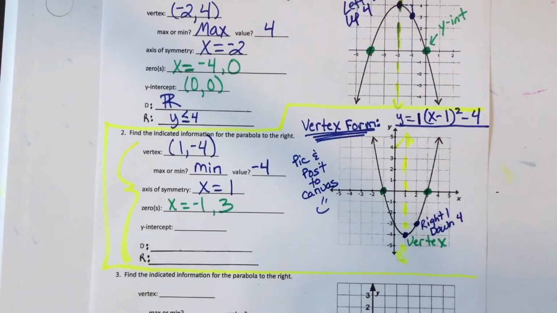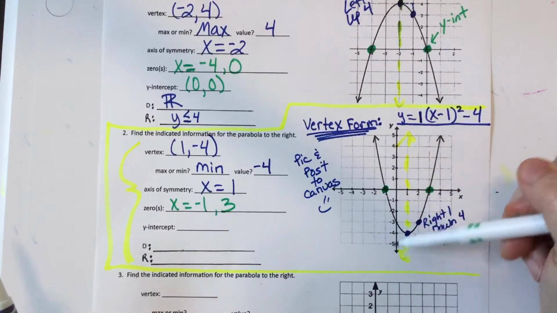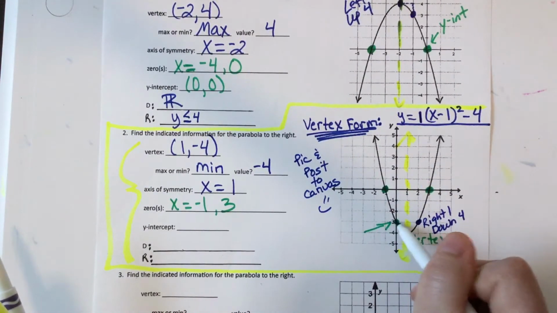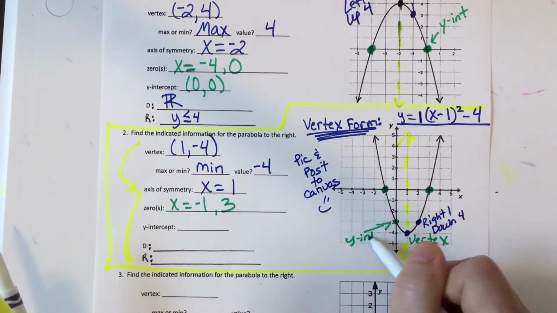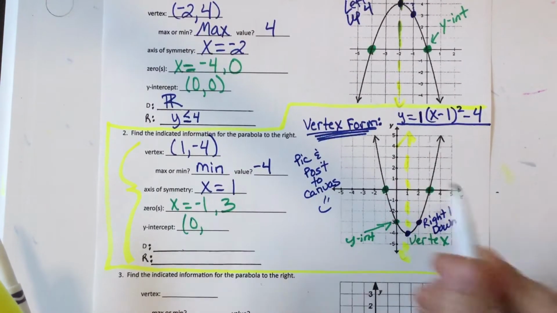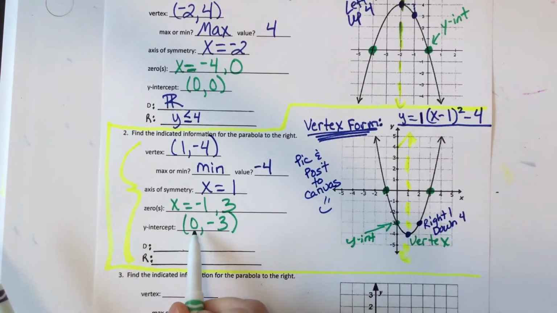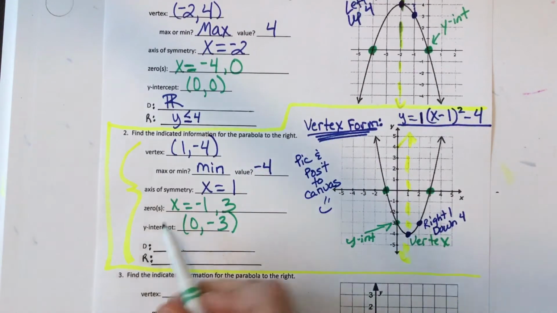Okay, a y-intercept is where the graph touches the y-axis. And the graph is touching the y-axis right there. And that is the ordered pair (0, -3). Remember, y-intercepts always have a 0 in the x spot. Remember when we were doing it on the graphing calculator and we went to the table, we were always looking for 0 in the x spot for y-intercepts.